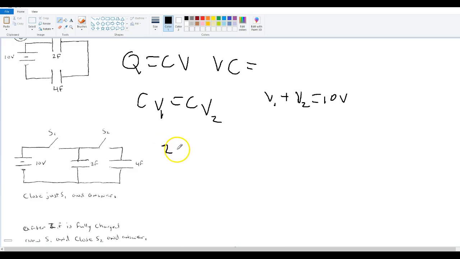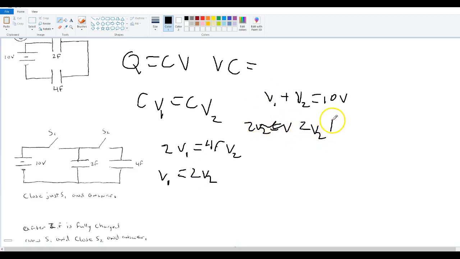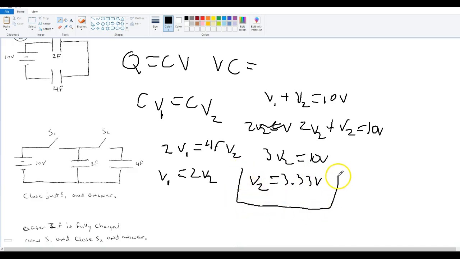We know that 2 farads times V1 is equal to 4 farads times V2, or V1 is equal to 2 V2, and then we do 2 V2 plus V2 is equal to 10 volts. 3 V2 is equal to 10 volts, or in other words, V2 is equal to 3.33 volts. And you can plug this directly into here and see that V1 is equal to 6.66 volts, which is good.